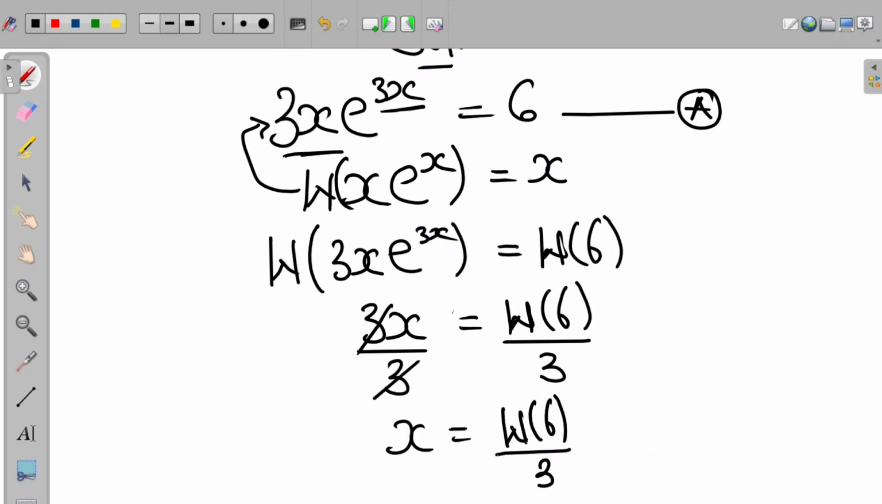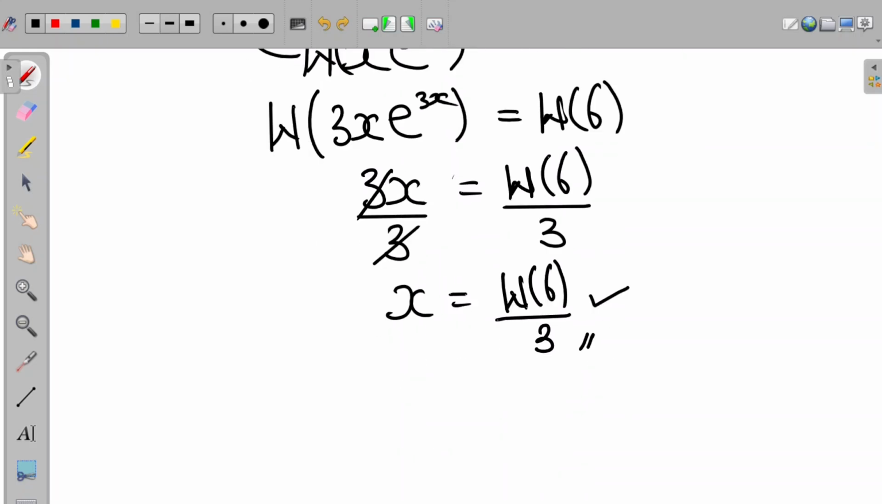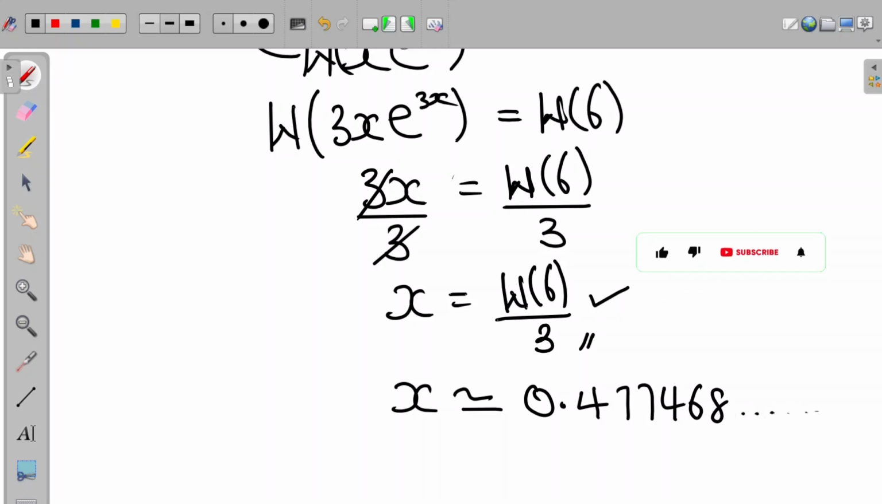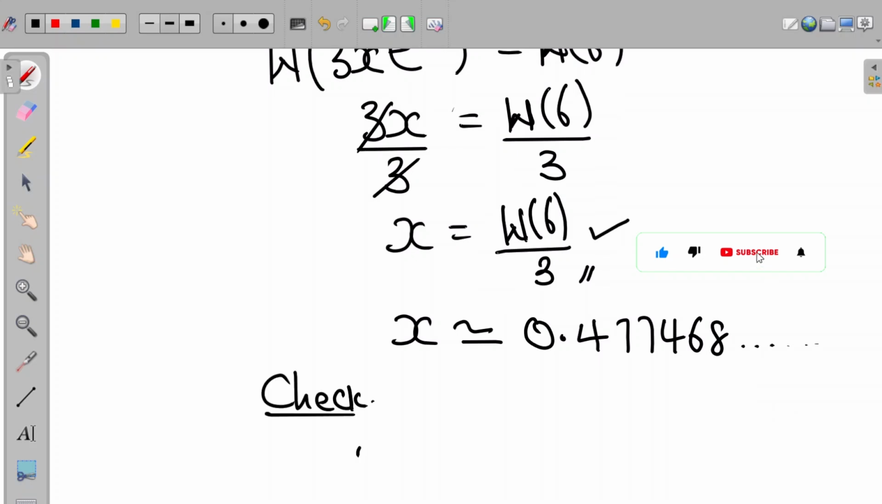Now you can leave your answer like this, but if you have a calculator that supports the product log function, then the approximate value of x is equal to 0.477468, and it continues. Now let us check if this is true.